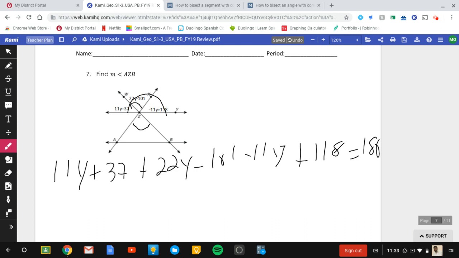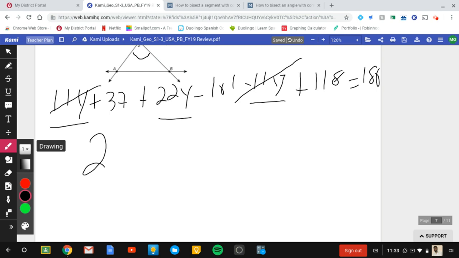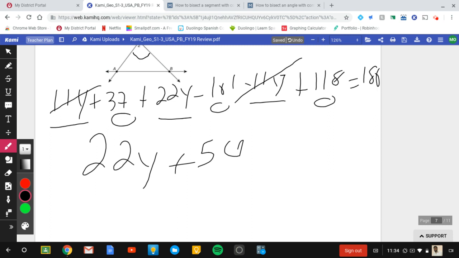Now all I have to do here is solve for y. We're going to combine like terms. We're combining this, this, and this. This is 11y. This is minus 11y. Those two will cancel each other, so I end up with 22y. I can combine this, this, and that to get plus, give me a second here. 118 minus 101 plus 37. So this is 54. Yes, this is equal to 180 degrees.